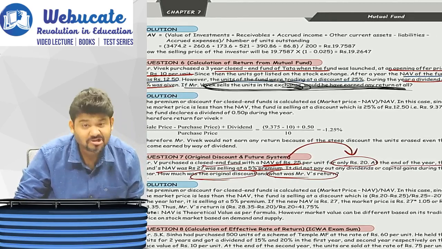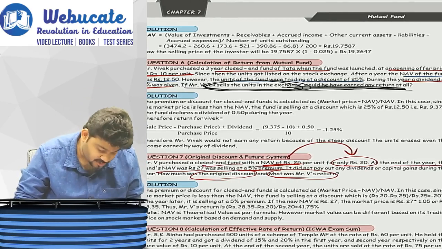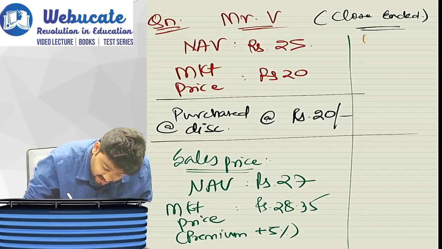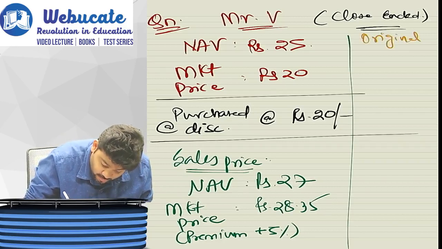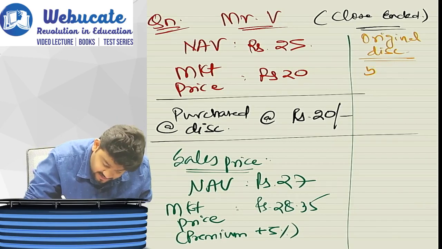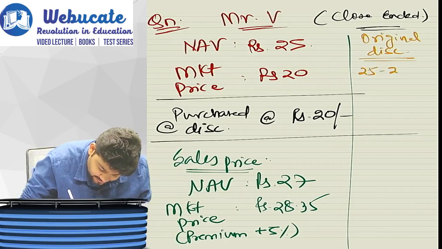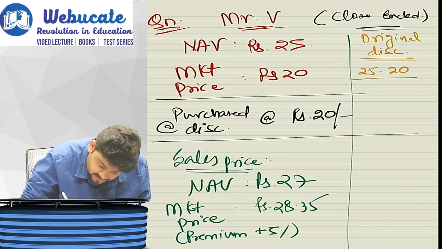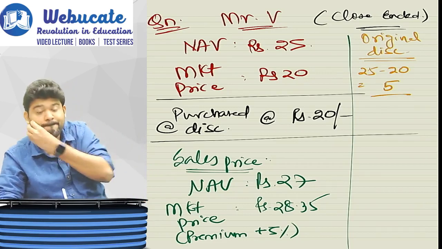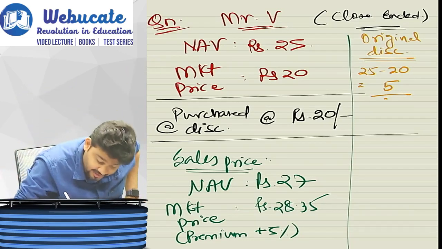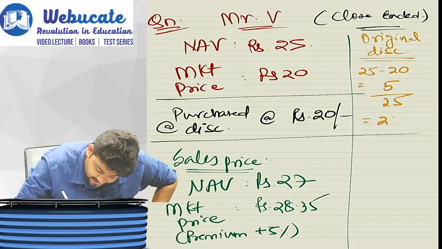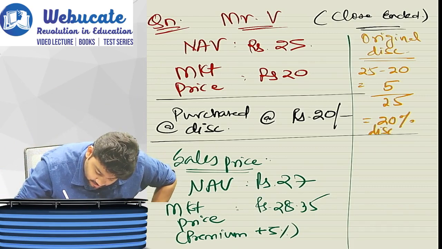Then, no capital gain, no dividend. How much was the original discount and Mr. V's return? Okay, how much was the original discount? So original discount means at what price it was purchased. So 5 rupees was the discount, correct? So 25 minus 20, 5 rupees was the discount, and this 5 is on the base, and that is 25. So 5 divided by 25, so 20% discount.